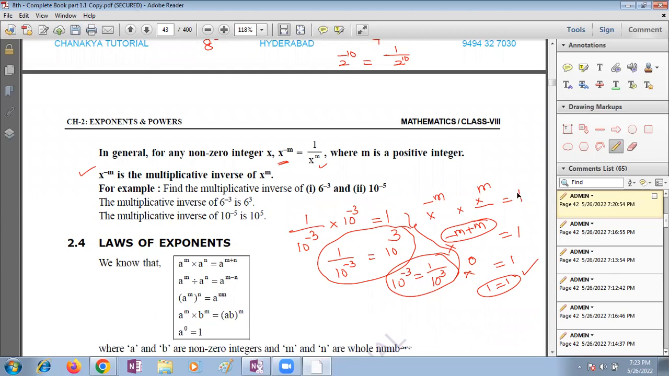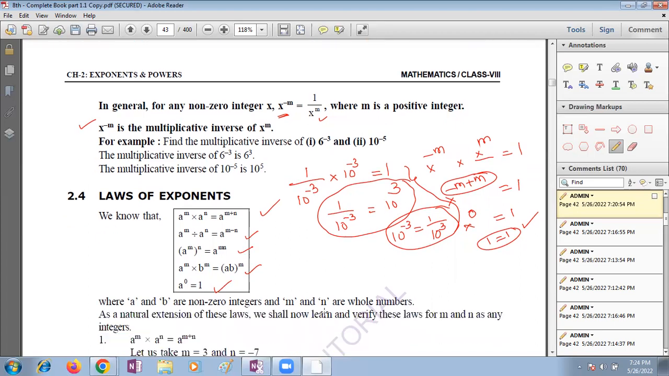There are different laws we learned in our previous class. Product rule: a power m multiplied with a power n, we add the exponents. In the quotient rule for division, we subtract exponents. Power raised to a power means we multiply the powers. If exponents are the same, you multiply the bases and make it a whole power, ab whole power m, and a power 0 is 1. These are the basic laws of exponents you need to remember.